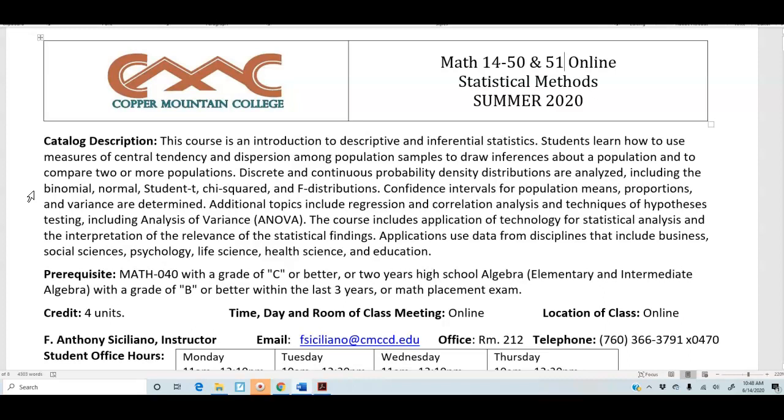Discrete and continuous probability density distributions are analyzed, including the binomial, normal, student t, chi-squared, and F distributions. Confidence intervals for population means, proportions, and variance are determined. Additional topics include regression and correlation analysis and techniques of hypothesis testing, including analysis of variance, which is also called ANOVA. The course includes application of technology for statistical analysis and the interpretation of the relevance of the statistical findings. Applications use data from disciplines that include business, social sciences, psychology, life sciences, health science, and education.